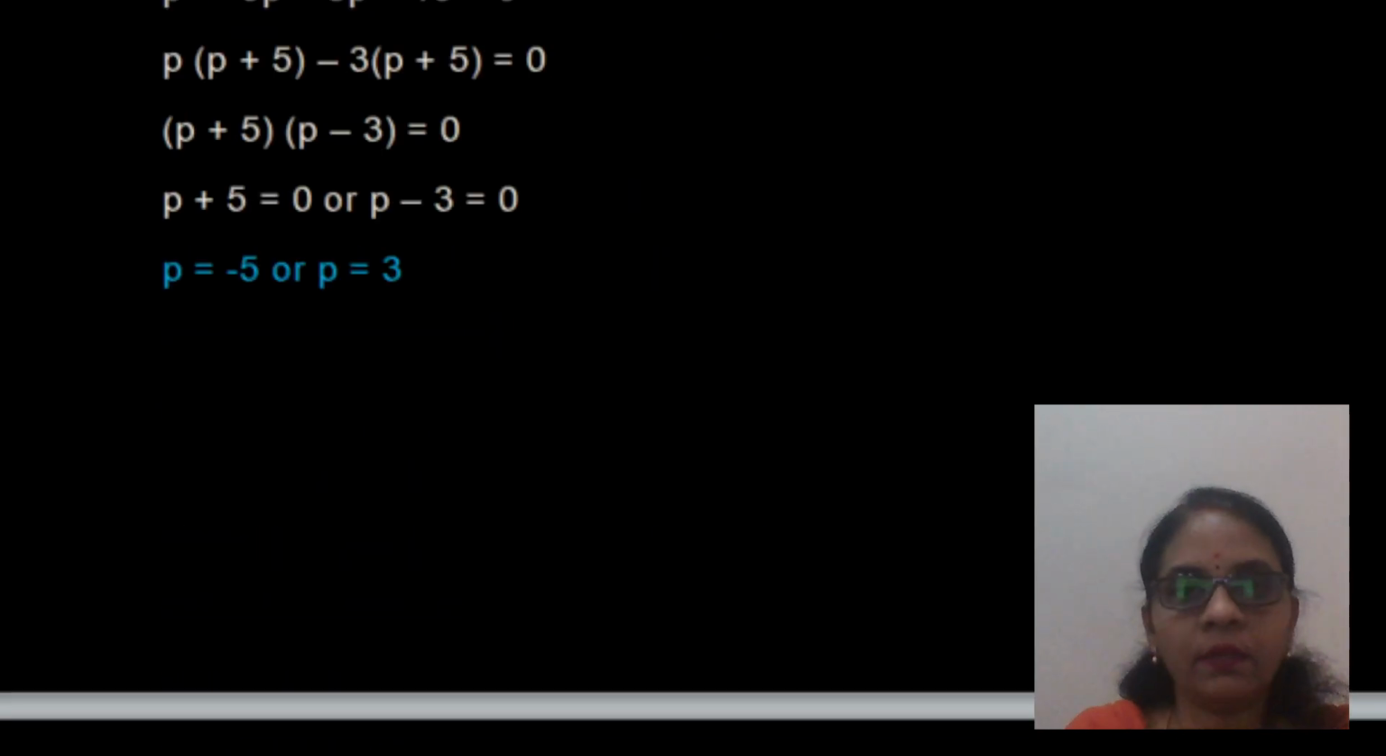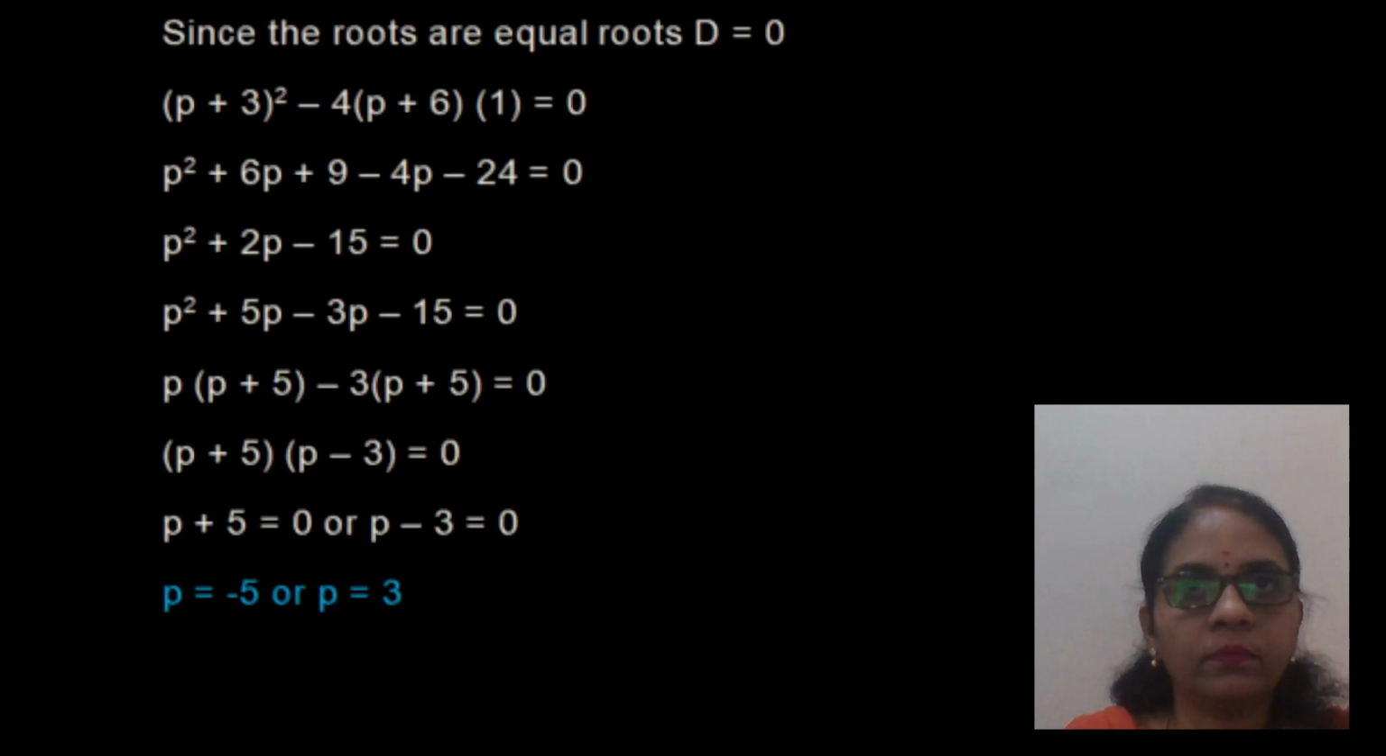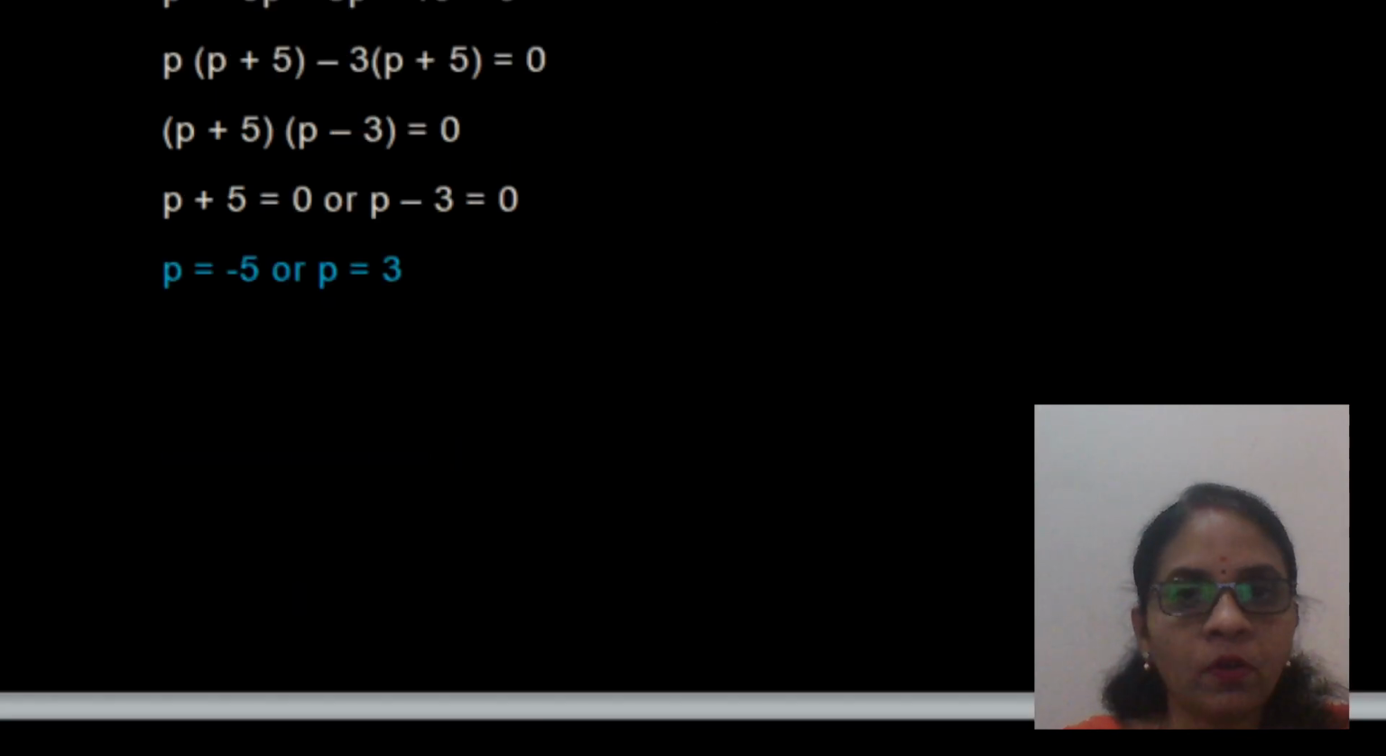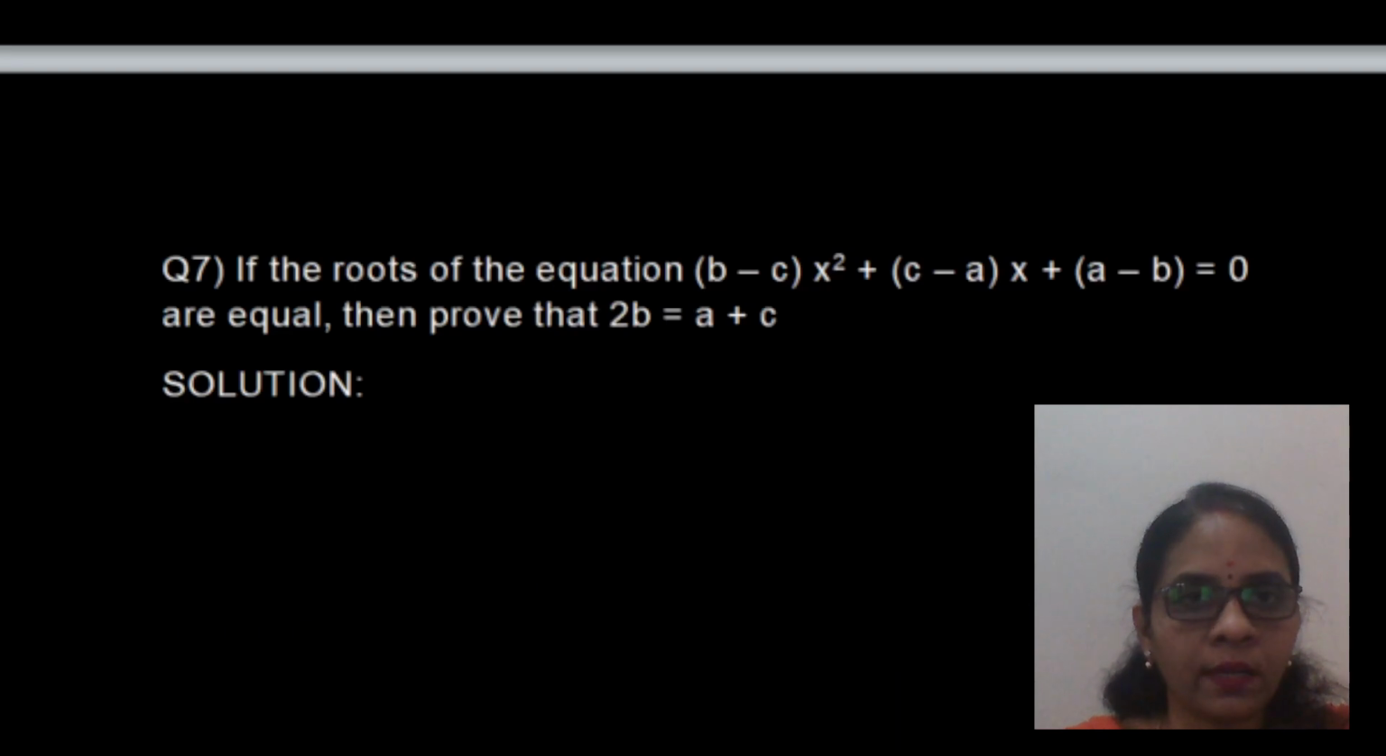Yeah, 1 minute, it's gone up, I will show you. Okay. So now since the roots are equal, d is equal to 0, and then applying exactly what we have done just a minute ago, therefore you get two values of p which are minus 5 and 3. Children, please be watchful, this could be that or that.